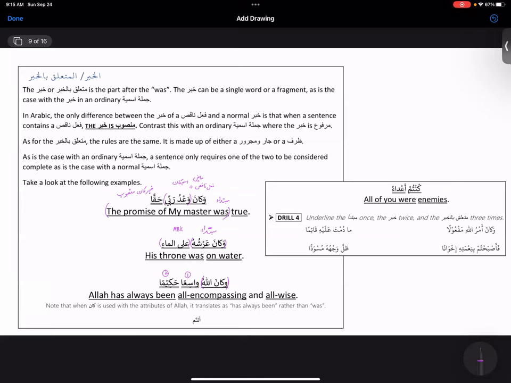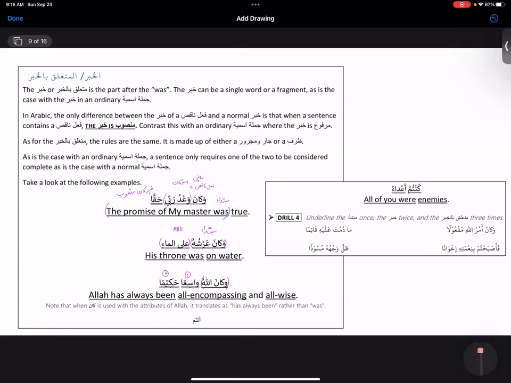As for the mutalliq bil khabar, the rules are the same. It is made up of either a zarf or jar majrur fragment. As is the case with an ordinary jumla ismiya, a sentence only requires one of the two to be considered a complete sentence, right? So either MBK or khabar, one is good enough. Now take a look at the example.